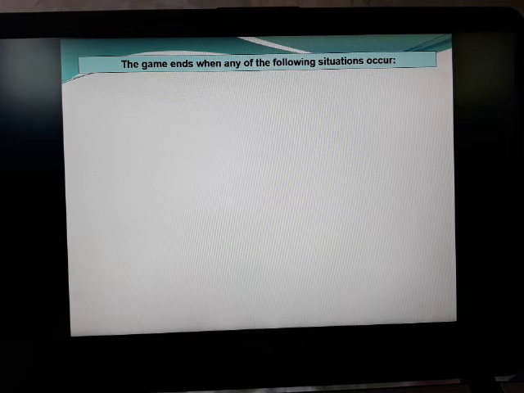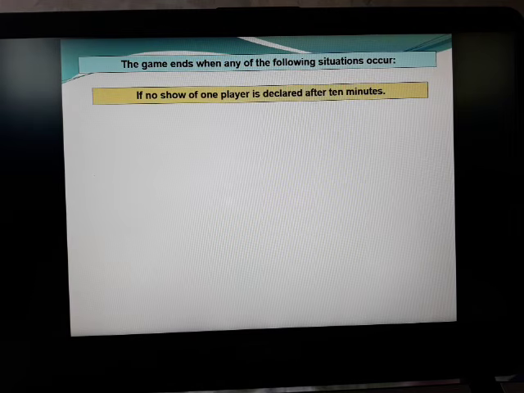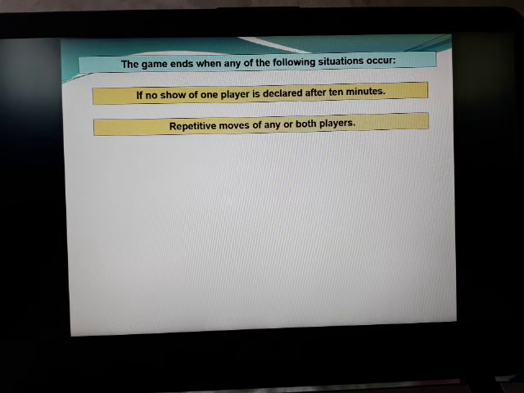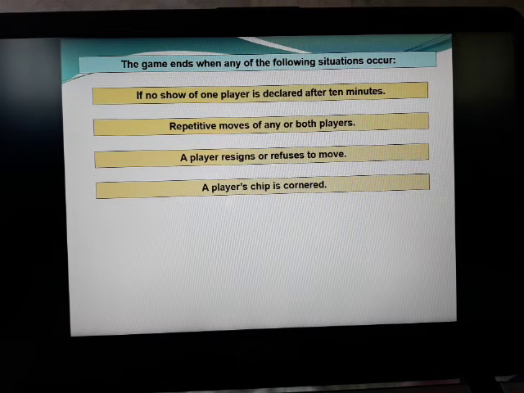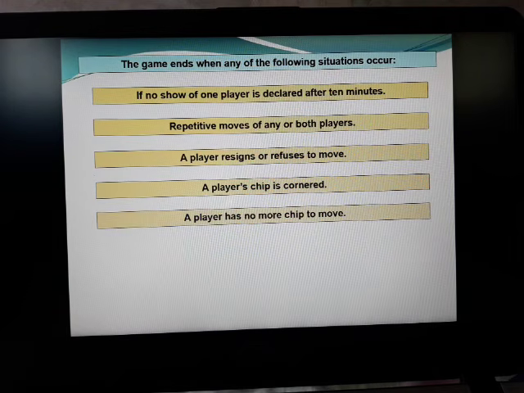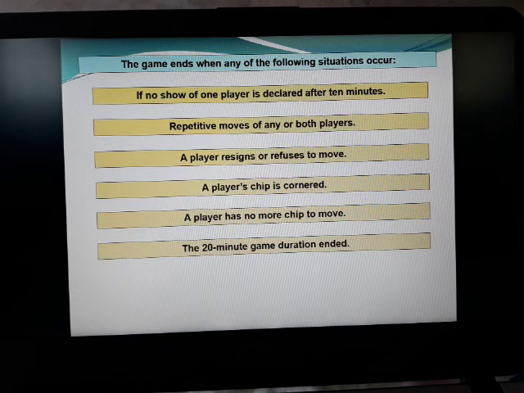So the game ends when any of the following situations occur. If no show of the player is declared after 10 minutes. Next, repetitive moves of any of the both players. Next one, a player resigns or refuses to move. A player's chip is cornered. Then a player has no more chip to move. Another, the 20-minute game duration ended.